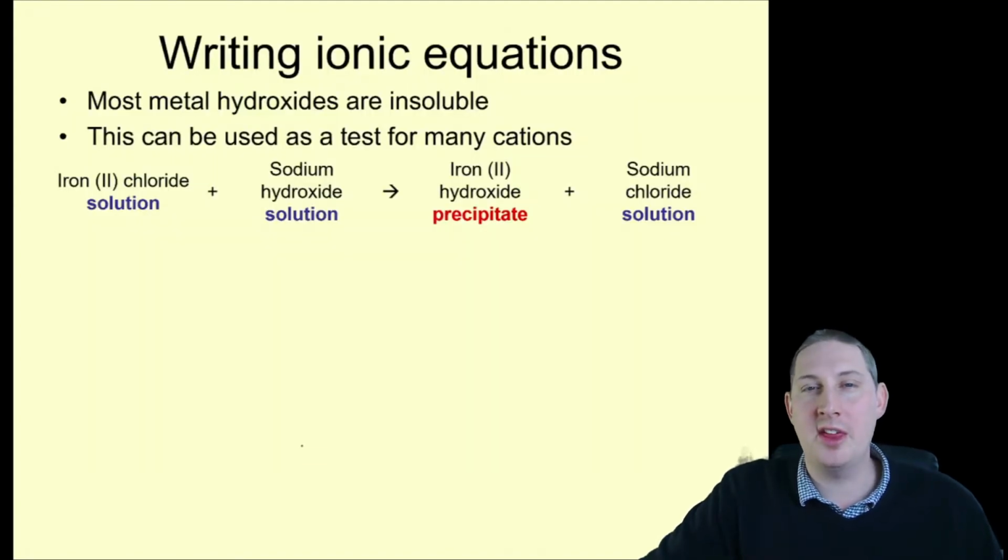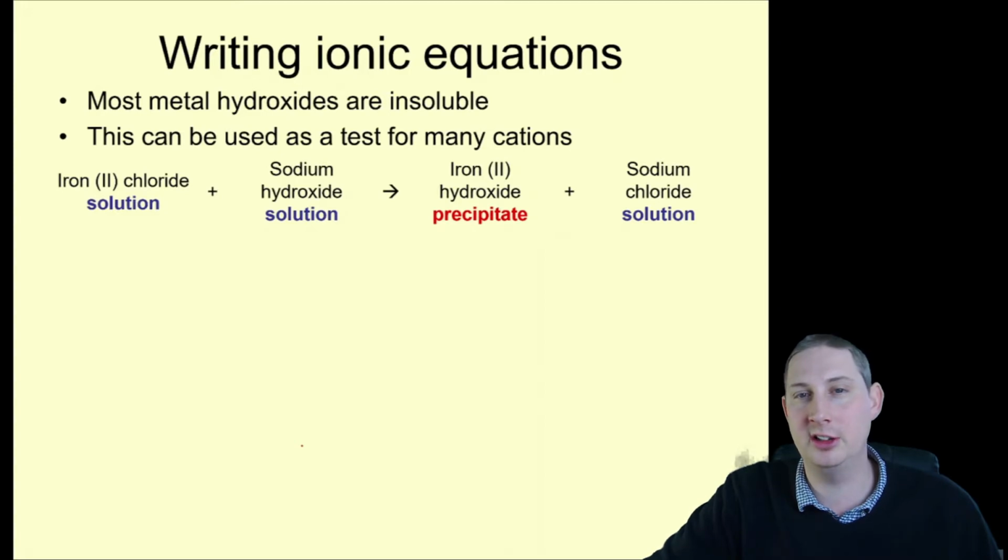A reminder of the other thing we looked at, which was writing ionic equations. Most metal hydroxides are insoluble. This can be used as the test. So iron 2 chloride solution plus sodium hydroxide solution forms iron 2 hydroxide precipitate and sodium chloride solution. If you want to challenge yourself, pause the video at this point and see if you can write the ionic equation.